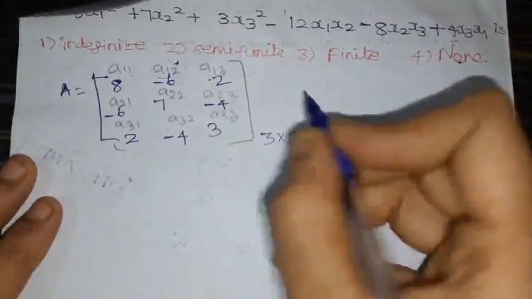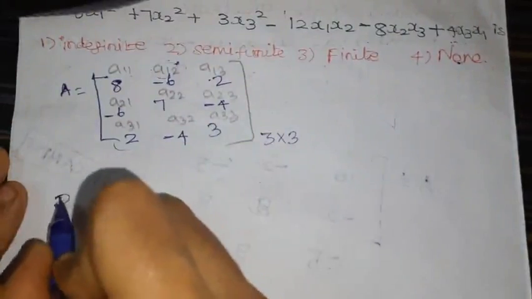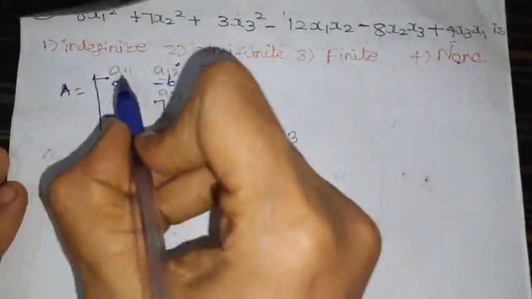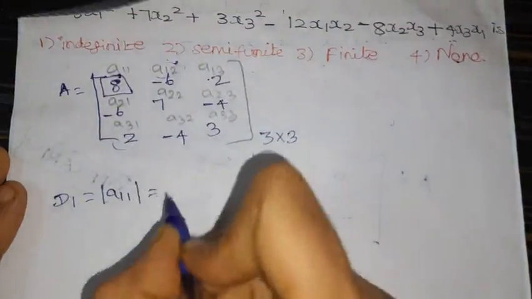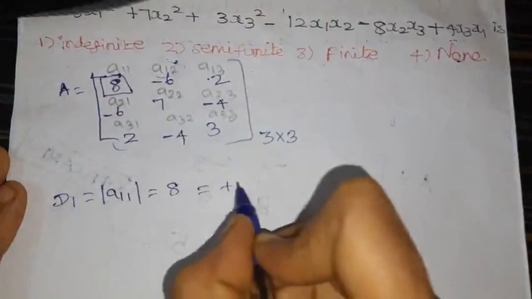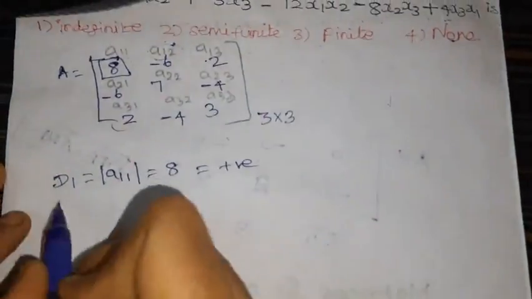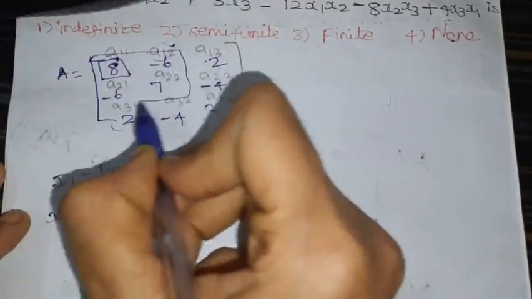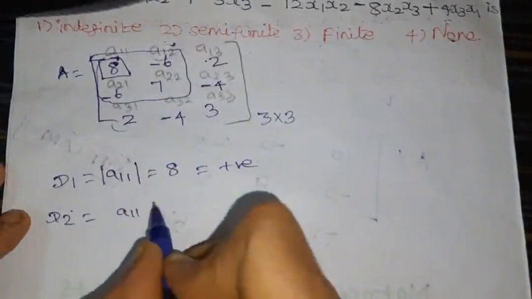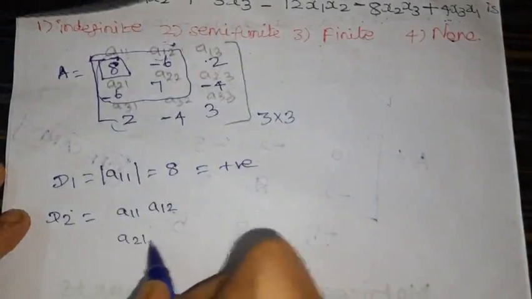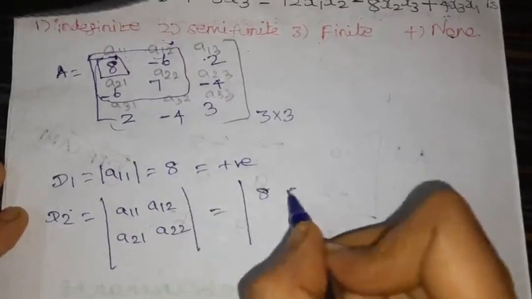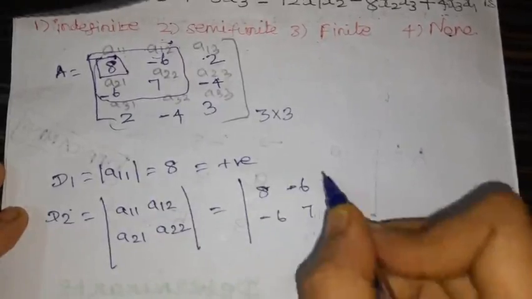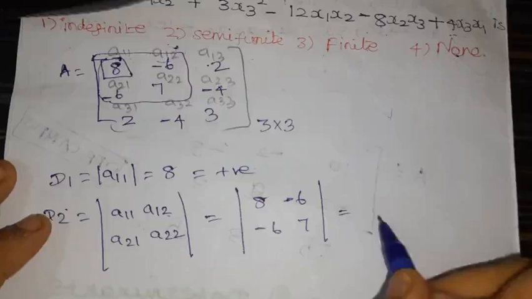To find out the nature of the quadratic form, we need to find D1, D2, D3. What is D1? This one, modulus of A11, which is 8, a positive value. Then what is D2 actually? This one: A11 A12, A21 A22, so 8, minus 6, minus 6, 7. So just find out the determinant.